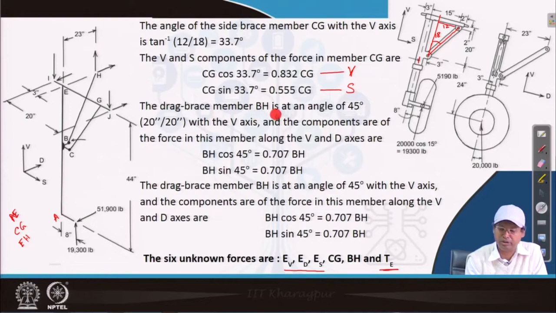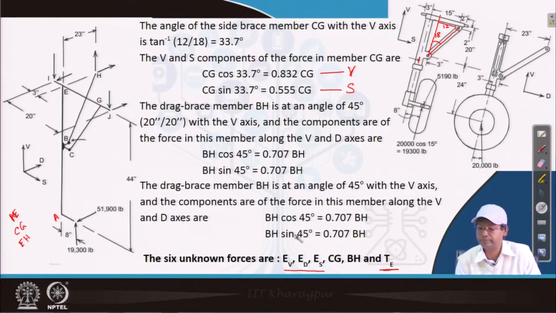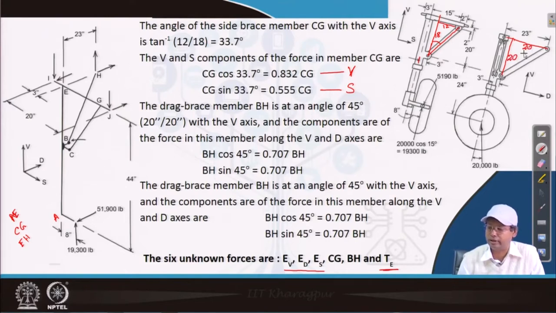So, the drag brace member BH is at an angle of 45 degree, that is quite clear from here, because you see why it is 45, as it is said this is 23, these two are at the same level, this is 3, so this is 23 minus 3, this is 20 and this is also 20. So, that makes the angle 45 degree and accordingly we get that V and D, this is with respect to V, this is with respect to D.